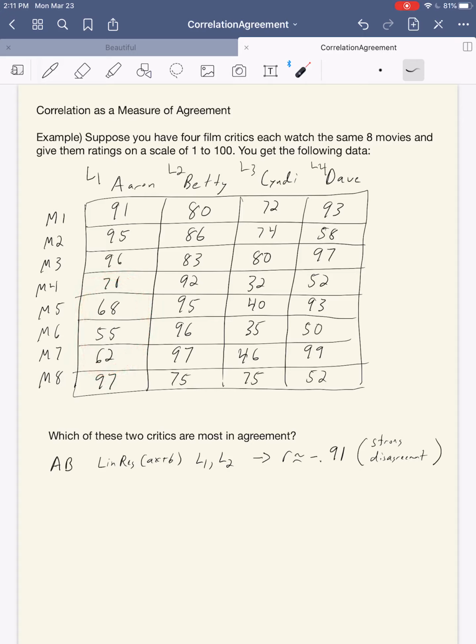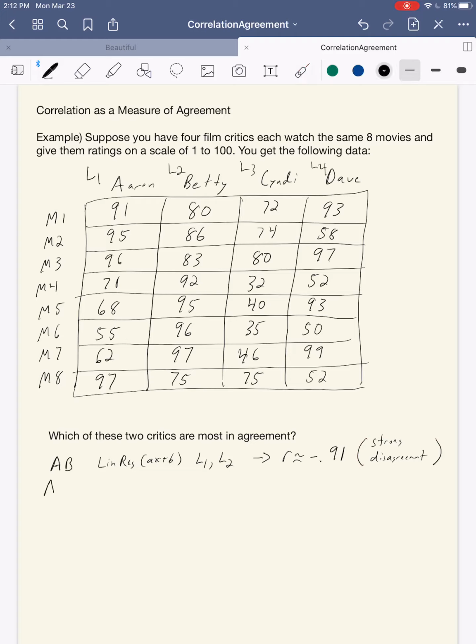Now, Betty gave 1, 2, and 3 in the 80s. And she gave movie 8 a 75. Those are not bad scores. But keep in mind, those are bad scores for her, because these are the lowest she gave. Most of the scores she gave were in the 90s. And all those 90 scores corresponded to when Ehren gave low scores. And our correlation coefficient is detecting that. As Ehren gave movies higher scores, Betty generally gave them lower scores, meaning that those two critics disagreed.